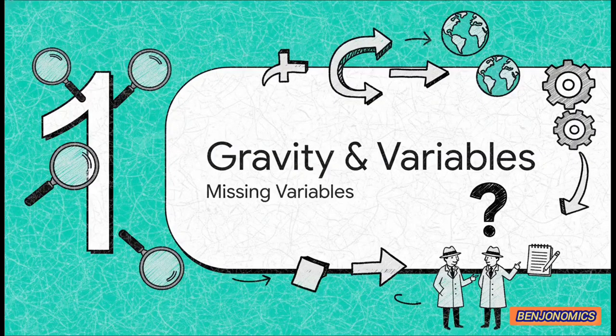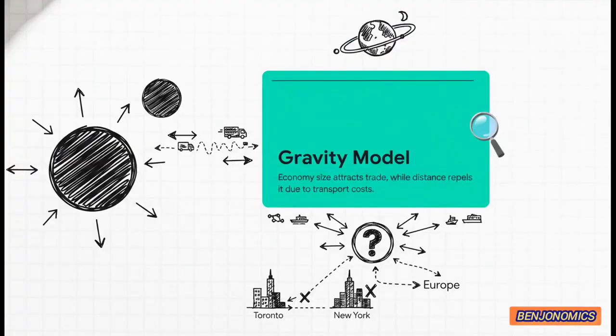Section 1. Gravity and missing variables. Okay, let's dive into this because an anomaly that big in international economics, it immediately attracts detectives. The first major breakthrough came from economists James Anderson and Eric Van Wincoop. But to get their breakthrough, you kind of have to understand the gravity model of trade. It's actually a lot like planetary gravity.